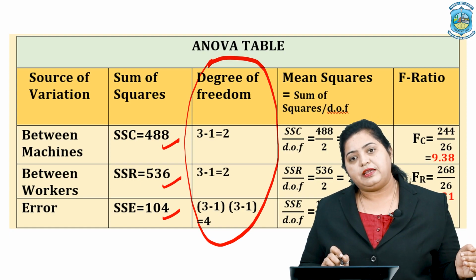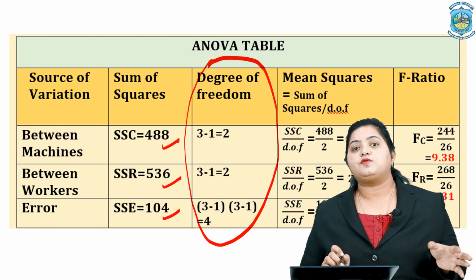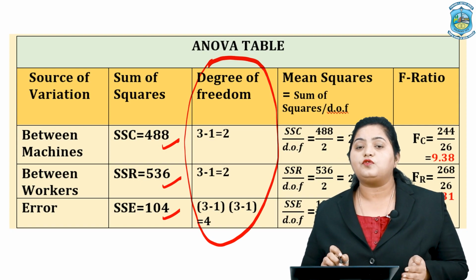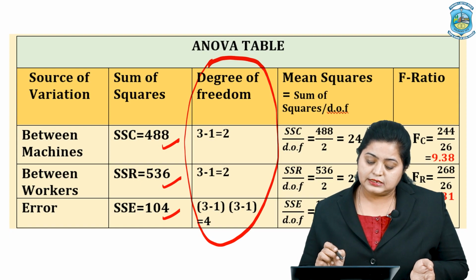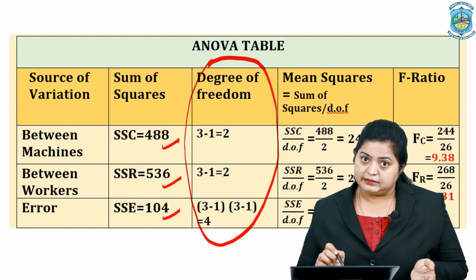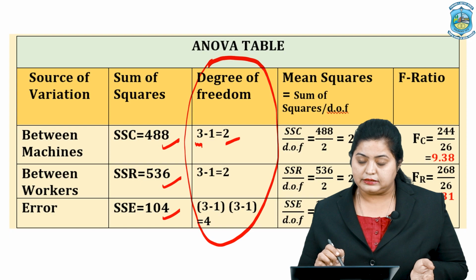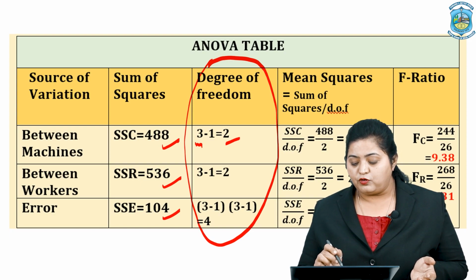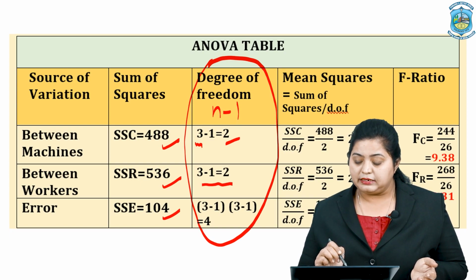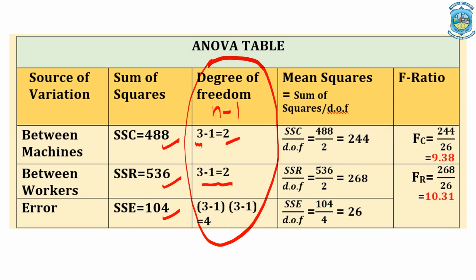Like in ANOVA one way, the same procedure is followed in ANOVA two-way analysis also to find out the degree of freedom. Now first, for the machines, we have three categories. So total number of machine categories minus 1, that is 3 minus 1. So degree of freedom for machine is 2. Same for the workers, we have three categories of workers. So the formula for the degree of freedom is n-1. So 3 minus 1 is again 2. Now for the error, we have to multiply the degrees of freedom of machine and workers. So we have 4 for error.